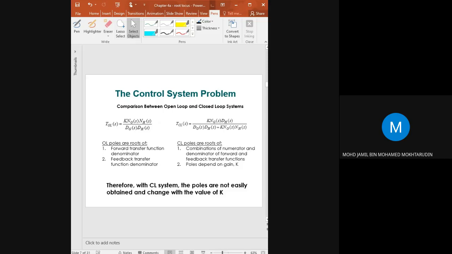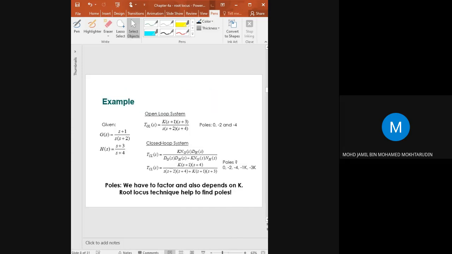Okay, so the problem with root locus in the control system is that when you have a closed loop transfer function, the denominator will also depend on K. If you look at the open loop transfer function, the K is on the numerator only. But if you determine the closed loop transfer function, then the denominator has the constant K. So what is the actual problem? Basically, you have constant K on the closed loop, for example here.